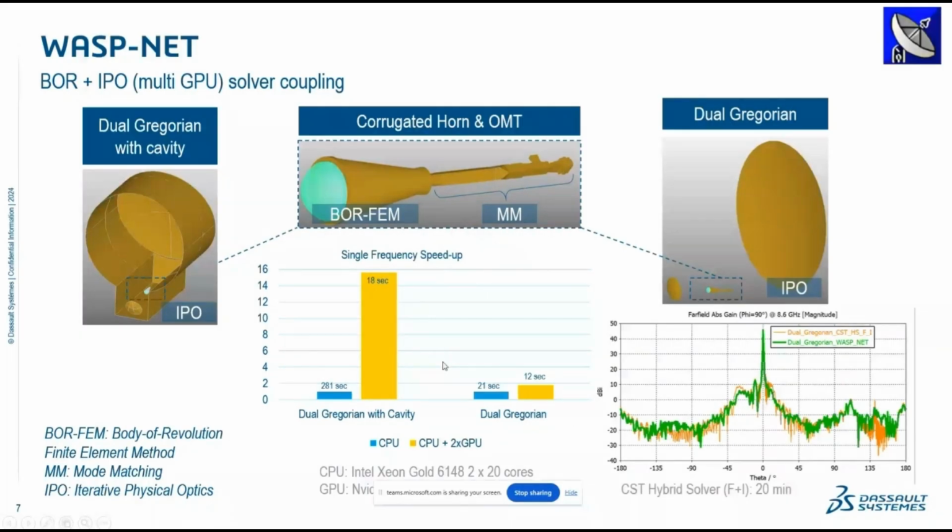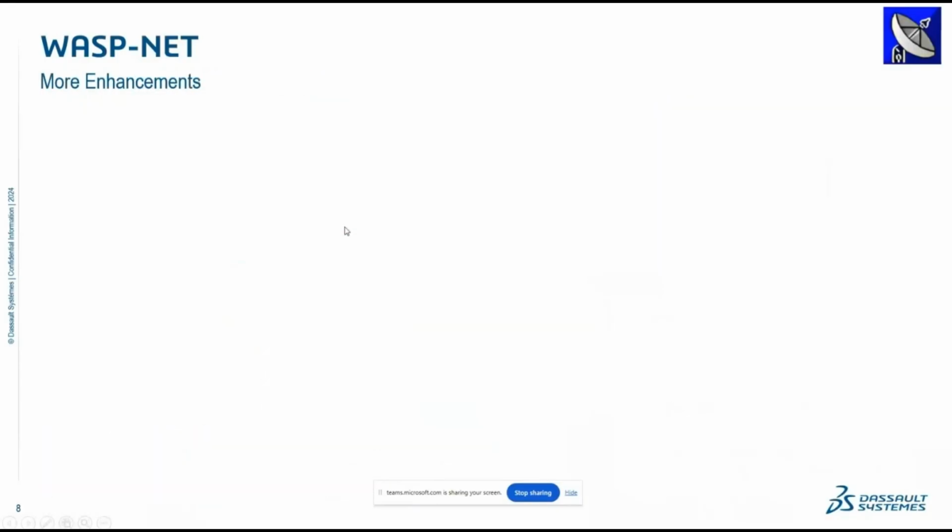Keep in mind that this simulation time of 18 seconds or 12 seconds is for one frequency point. So for broadband simulation, definitely you need to solve multiple frequency points. Nevertheless, compared to a full wave solver, this is a huge speed up utilizing these kinds of specialized solvers.